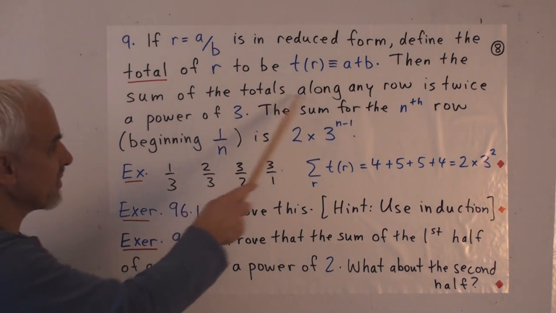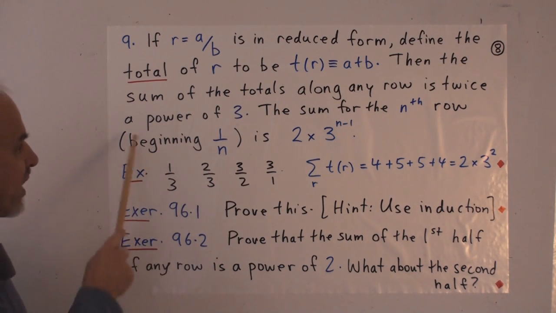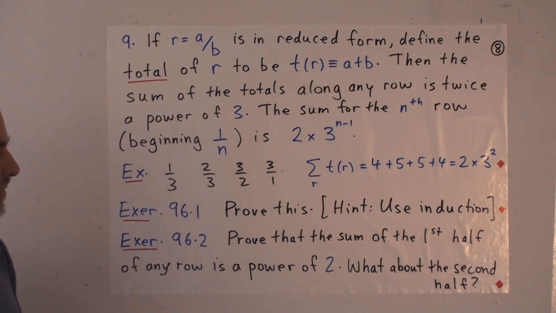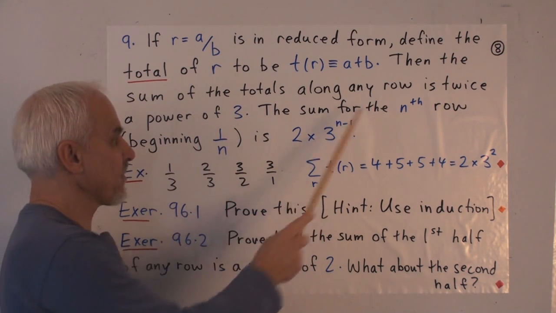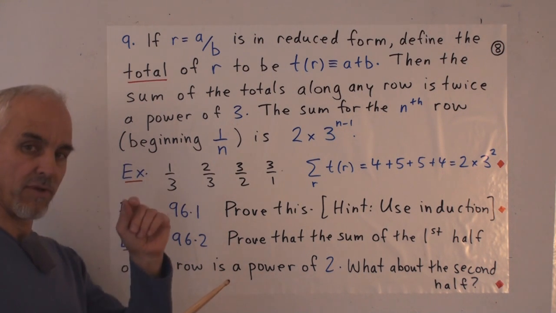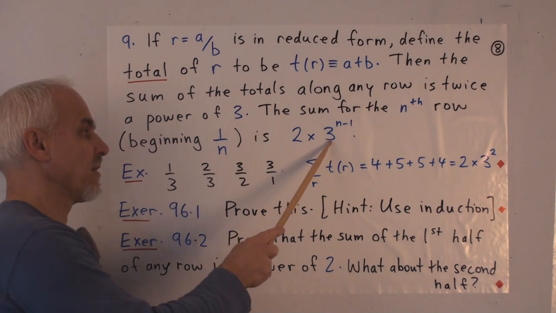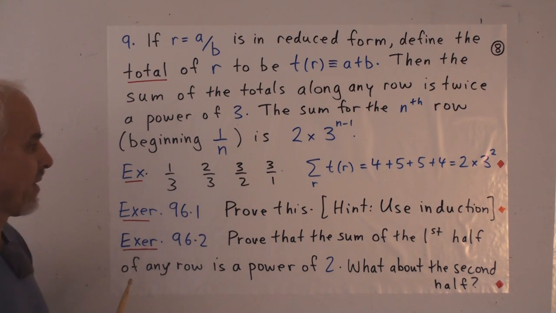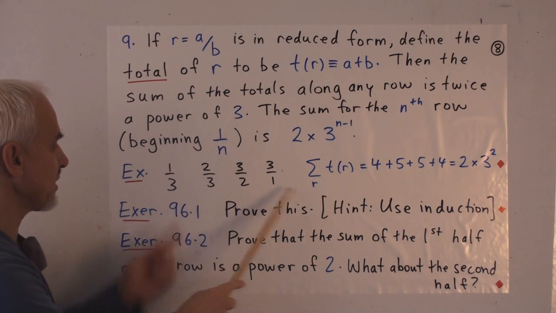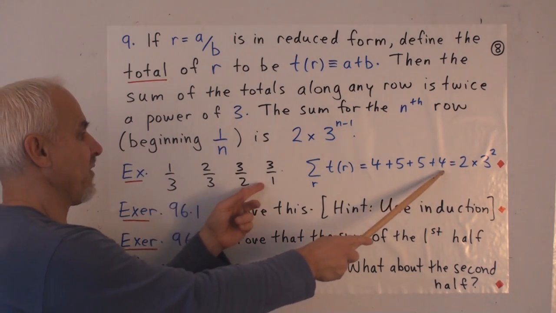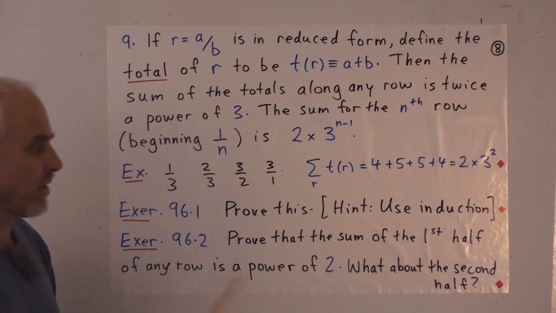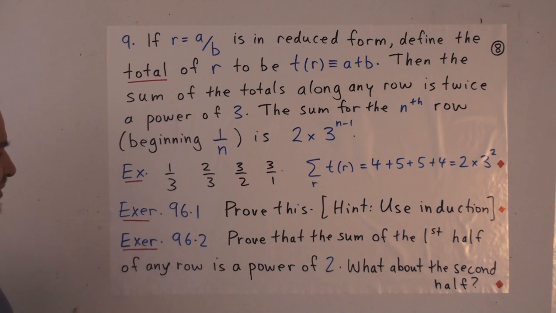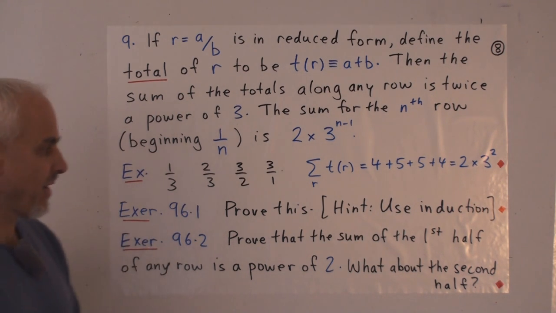Then the sum of the totals along any row is twice a power of 3. More specifically, the sum for the nth row, that is the row beginning with 1 over n, is 2 times 3 to the n minus 1. So for example, this row here, the sum of the totals is 4 plus 5 plus 5 plus 4, which is 18, which is 2 times 3 squared. So as an exercise, you might like to prove this. And a hint, you could use induction.